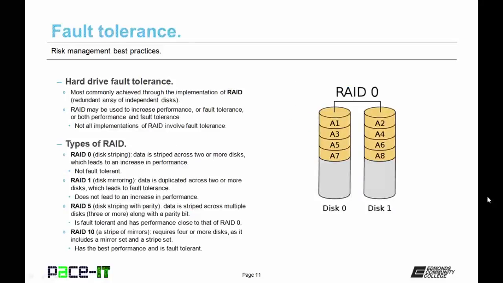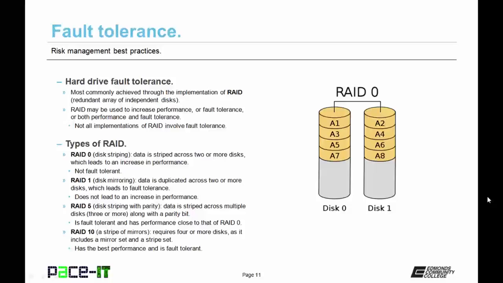Hard drive fault tolerance is mainly achieved through the implementation of RAID. That's Redundant Array of Independent Disks. RAID may be used to increase performance, or it may be used for fault tolerance, or it could be implemented to both improve performance and fault tolerance. But remember, not all implementations of RAID involve fault tolerance. So let's talk about the different types of RAID.